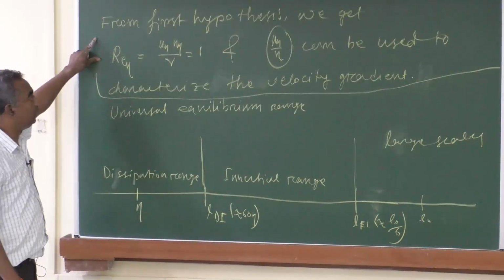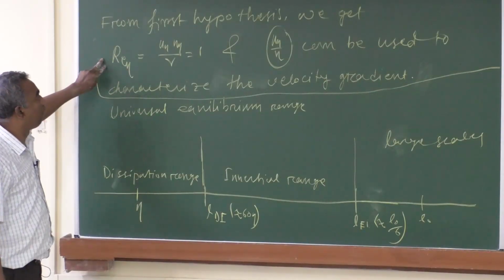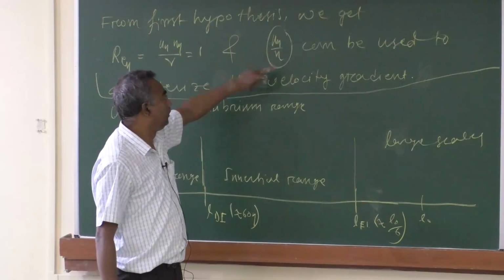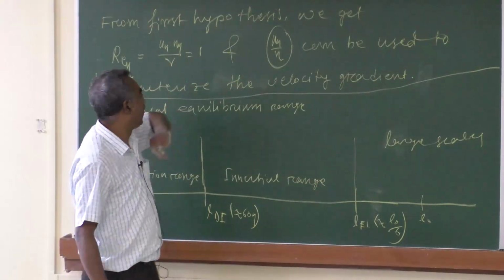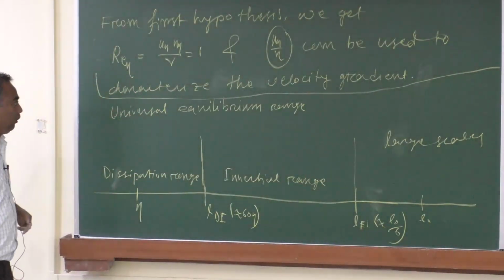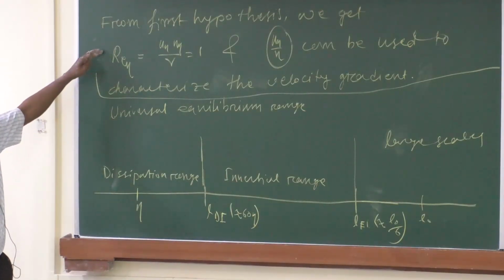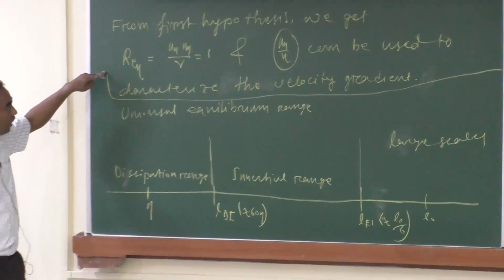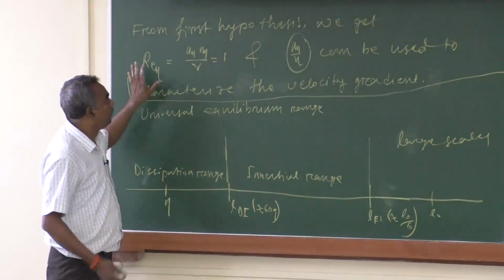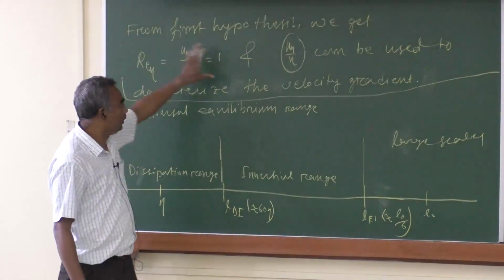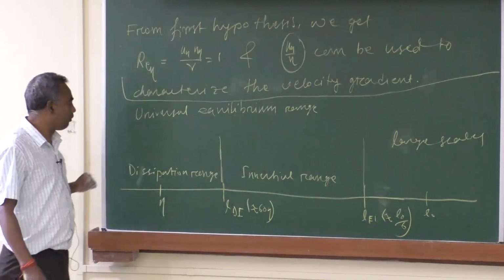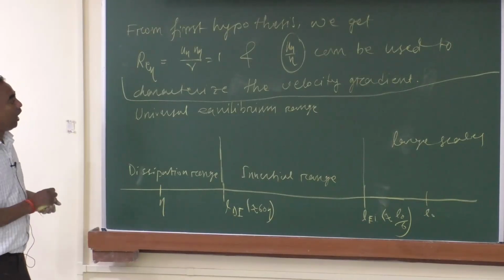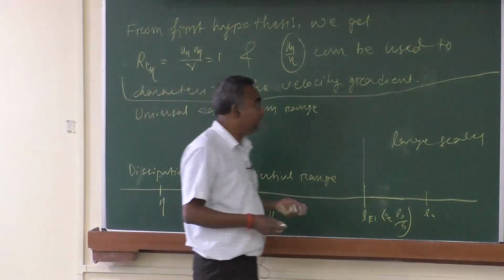So, from the first hypothesis we got two important identities. One is Reynolds number 1, and another is that this particular ratio can be used to characterize the velocity gradient. Okay. So, I am sorry to mention that we need to change the room in between. So, that is the reason it may so happen that it is not so clear, but anyway the idea is that these two identities are coming from the first hypothesis.